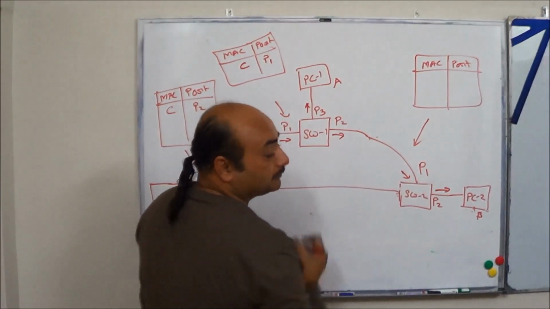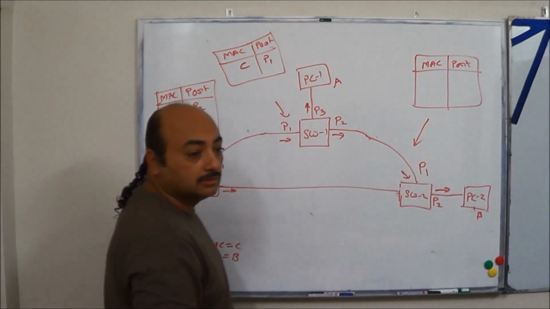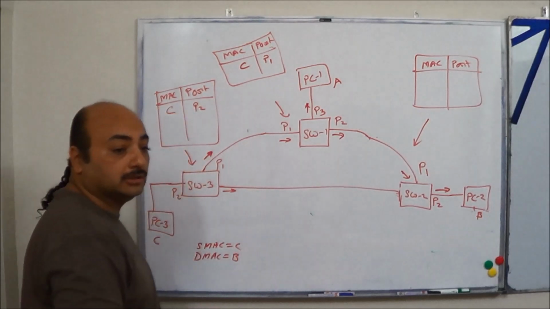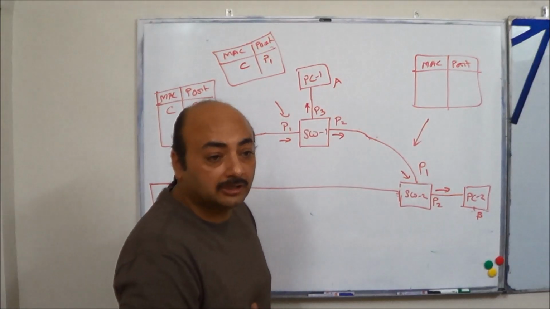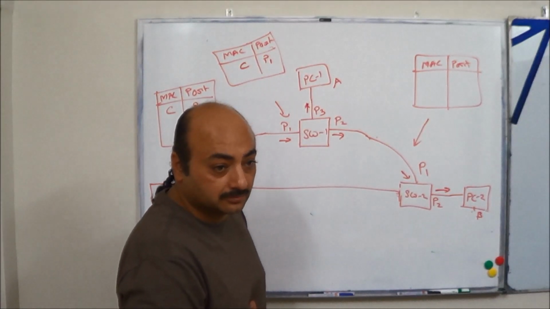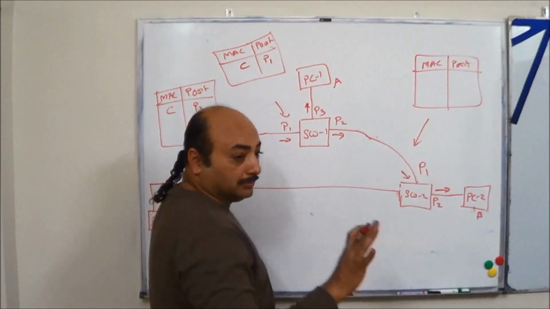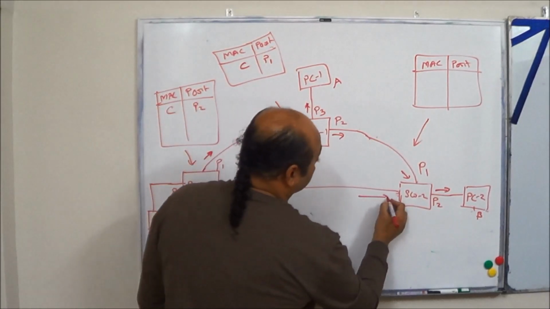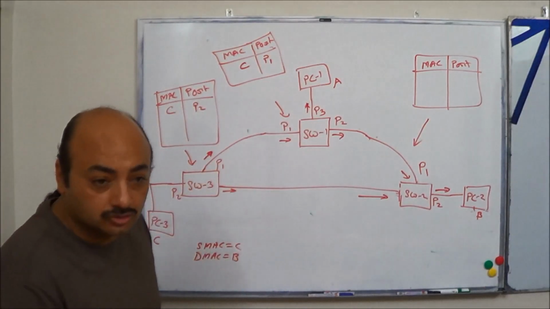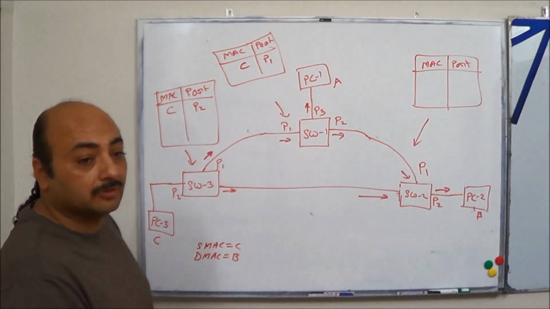Continue here. The frame comes here. Source MAC C, destination MAC B. Switch 2 checks it. But before we go there, let's take this path also. The frame is being received here also.